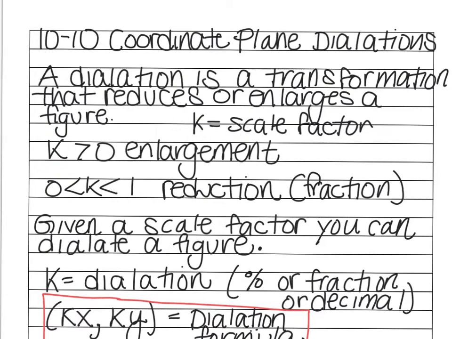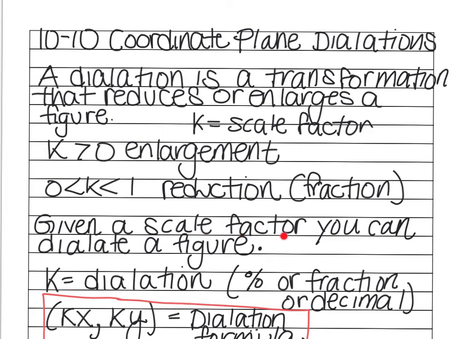If k, and k is representing the scale factor, is greater than 1, then we are enlarging it. If it is greater than 0 but less than 1, it is a reduction. The reason we have to have greater than 0 but less than 1 is because if it's a negative, then that's something totally different. So we can't have a negative number for these types of dilations. It has to be greater than 0 but smaller than 1, so those can be fractions or a decimal that would be smaller than 1.